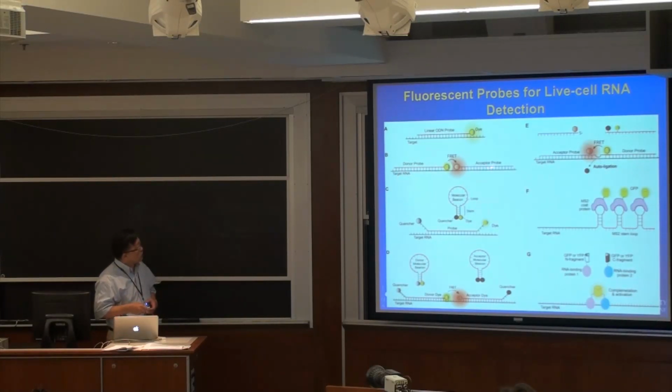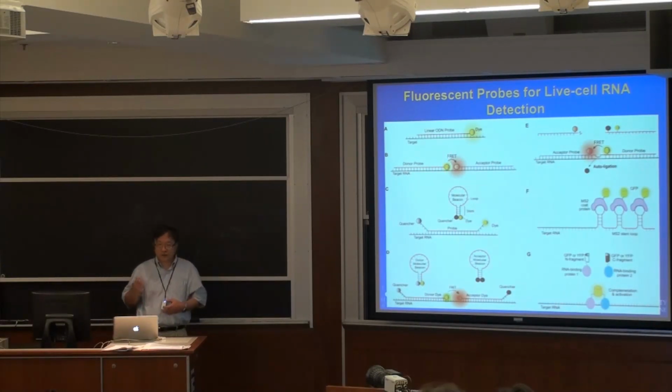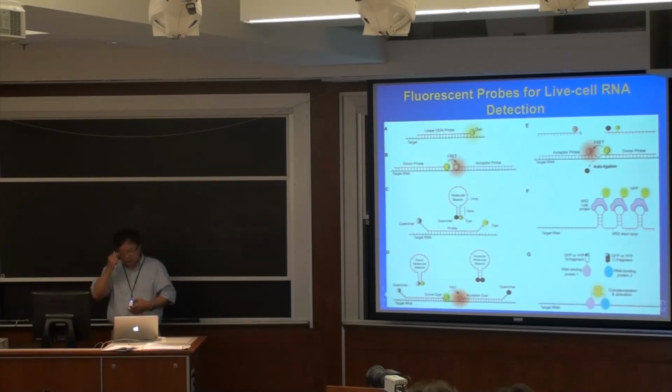So then, of course, you can use two of them. Both are linear oligos, one with a donor fluorophore, the other with an acceptor fluorophore, right? In that case, you have two probes binding to the same target RNA, and then you use fluorescence resonance energy transfer between the two dyes. I'm sure Peter Wang explained the idea of FRET, right? So it's basically using the idea of FRET.